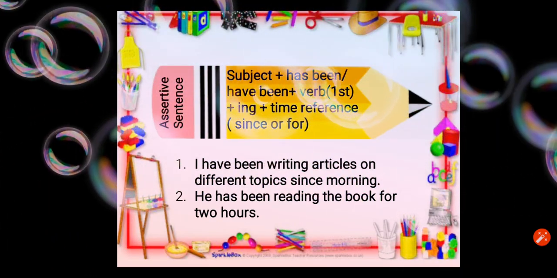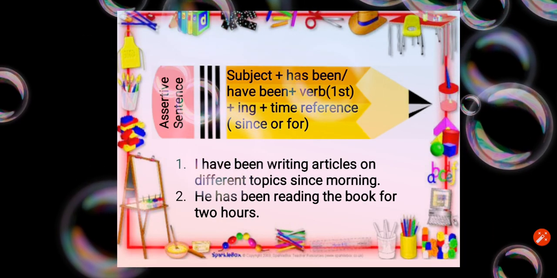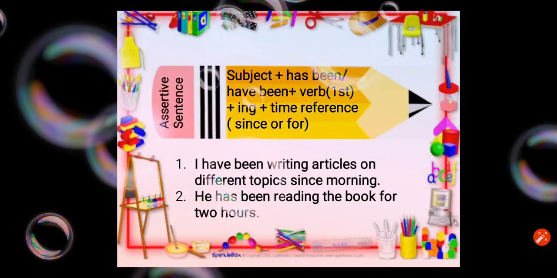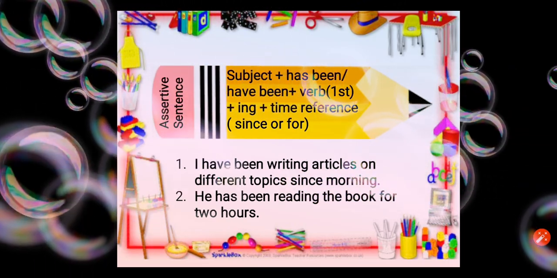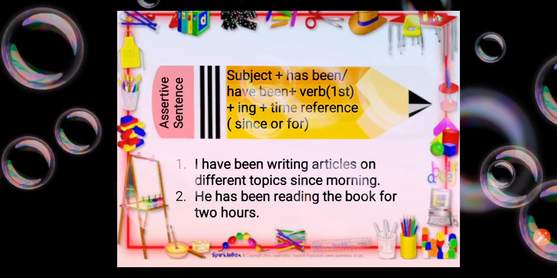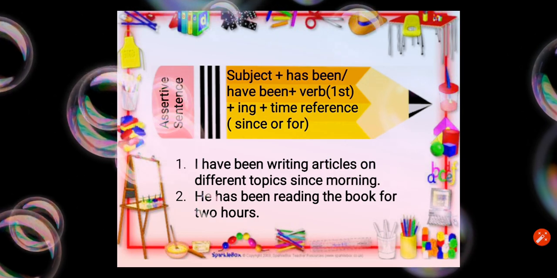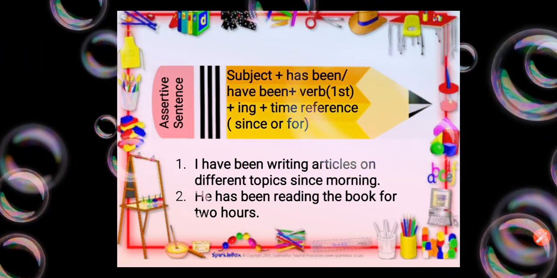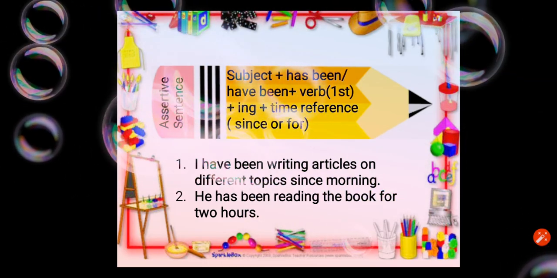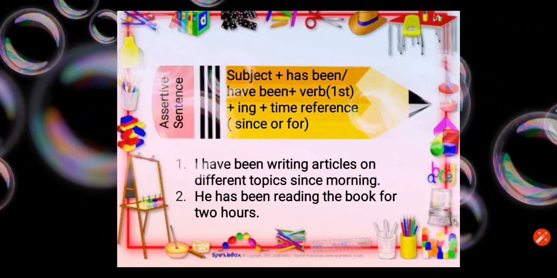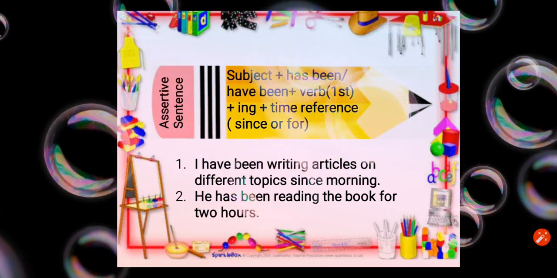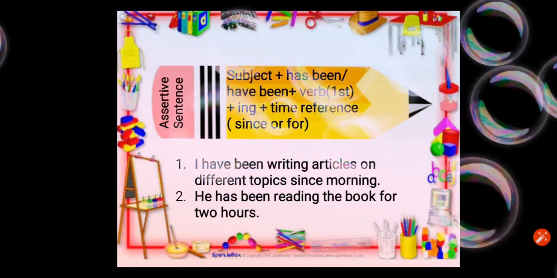Here are some parts of present perfect continuous tense. First part is the assertive sentence. In this type of sentence, we will use subject plus has been or have been, then the verb's first form with ing and a time reference, since or for. We will use for with a fixed time and since with a time that is not fixed.